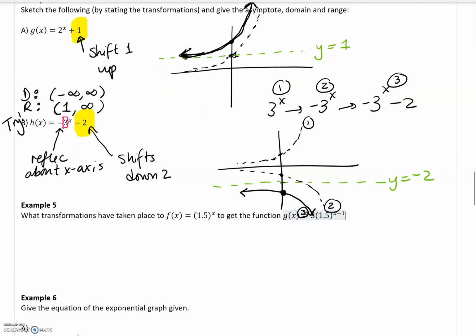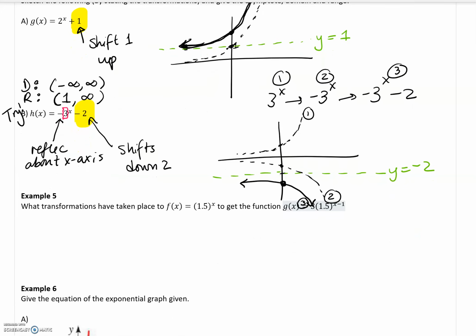Okay, so picking up where we left off in the previous video, let me get rid of these. So we have, for example 5, I want you guys to pause the video and try. We're not graphing anything, you just tell me what transformations took place to get f of x to g of x. So hopefully you had a chance to give that a try.